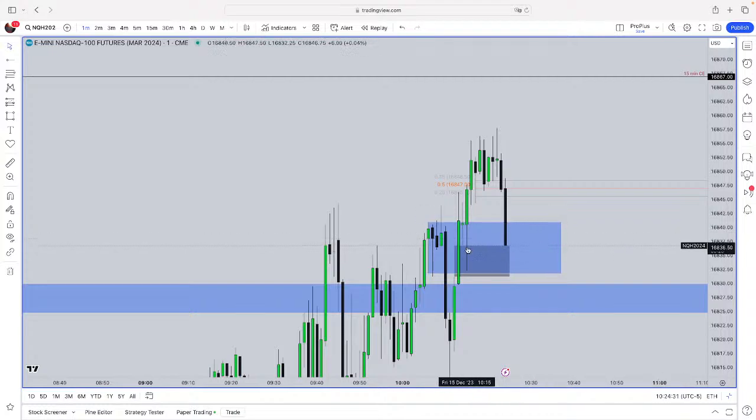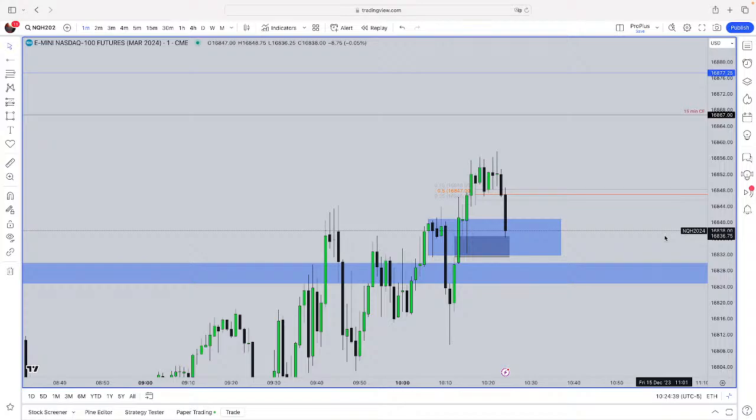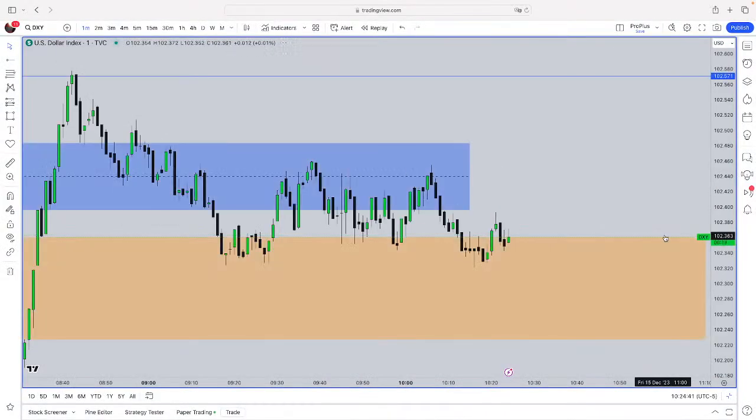Take a look at the midpoint of the consequent encroachment, sorry. Consequent encroachment of the wick. And let's take a look at dollar. Is dollar running up?